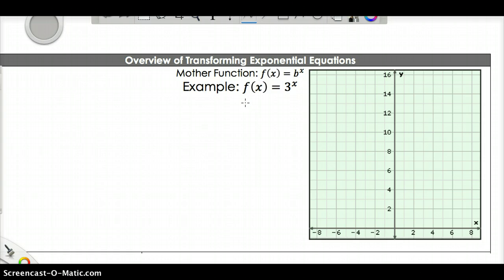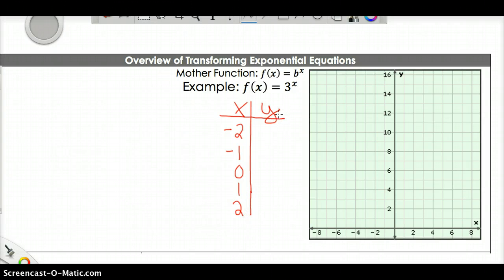The way I want you to graph this is pretty straightforward. I want you to just make a t-chart. On the left side, I'm going to list my x values. On the right side, my y values. And for any exponential function, I want you to start thinking of these functions as being another mother function. And so for each of these, your key points are always going to be the points that have the x coordinates -2, -1, 0, +1, and 2.